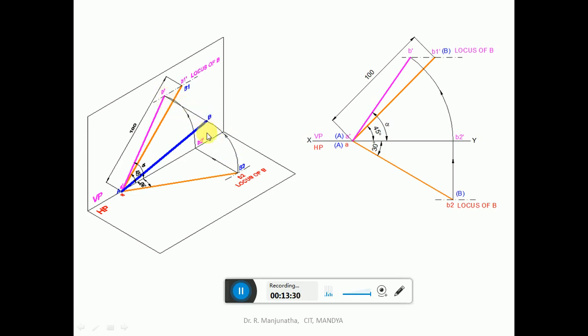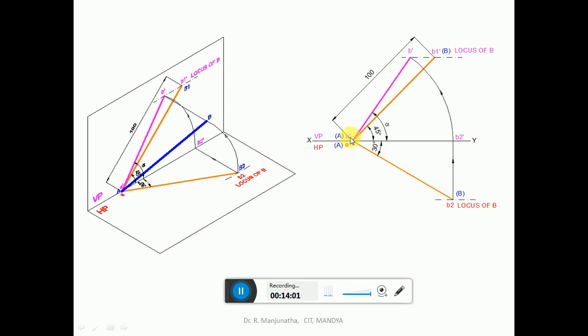So by doing so, what happens? The image A dash B2 dash, which is on HP, is rotated such that it touches the locus of B in the front view at B dash, and then you join A dash to B dash. That is what we have shown in the orthographic view also. So this is the true length in HP. So obviously the line A dash B2 dash is parallel to HP. But B2 dash is not here. Instead, B2 dash should touch the locus of B such that the length of A dash B2 dash will not alter. So that is possible only by drawing an arc.